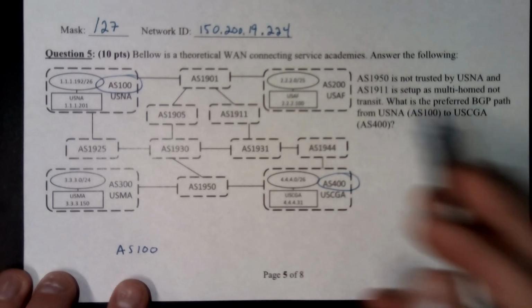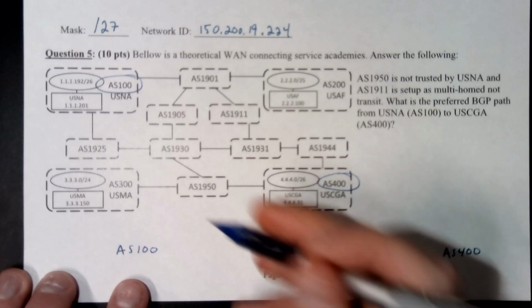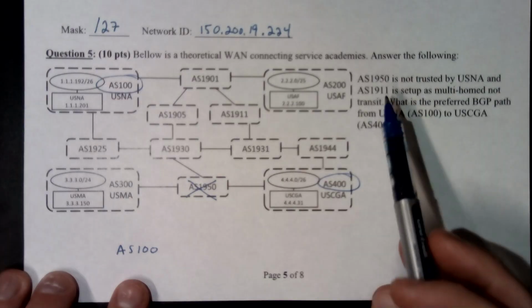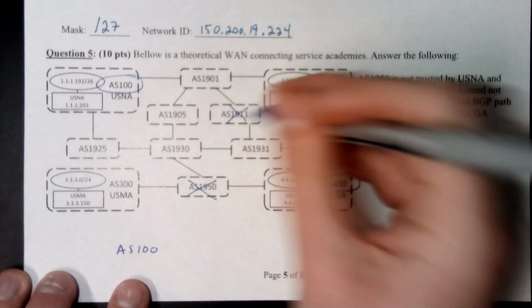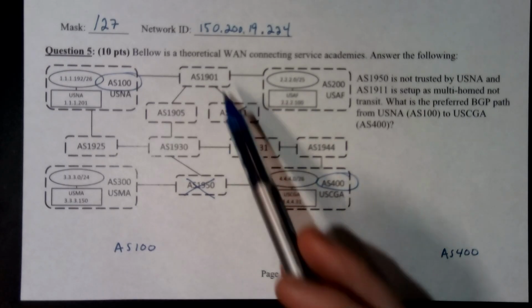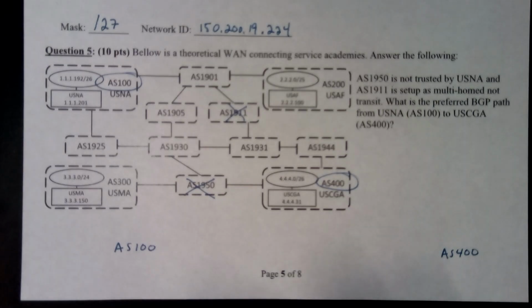We said that we're not trusting 1950, so we find that one and sort of cross it out. We're not going to use it. And 1911 is multi-homed, which means it's connected to multiple autonomous systems, but it's not allowing traffic to go through it. So it wants to talk to both of these things, but it's maybe like a separate service, something that's close to USAF.